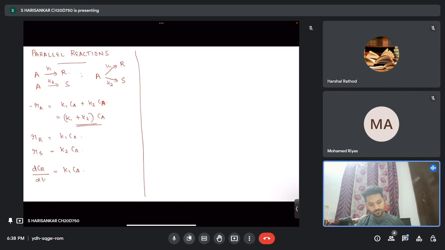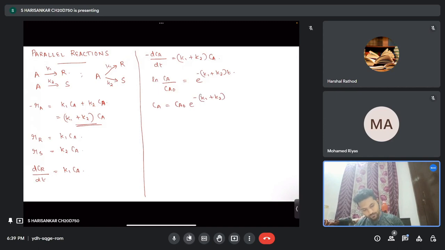So what we can do is take the rate of disappearance of A, minus dCa by dt, is equal to K1 plus K2 into Ca, and if we integrate this, we'll get ln Ca by Ca0 is equal to minus K1 plus K2 into t, or if we rearrange this, we'll get Ca will be Ca0 e raised to minus K1 plus K2 into t.